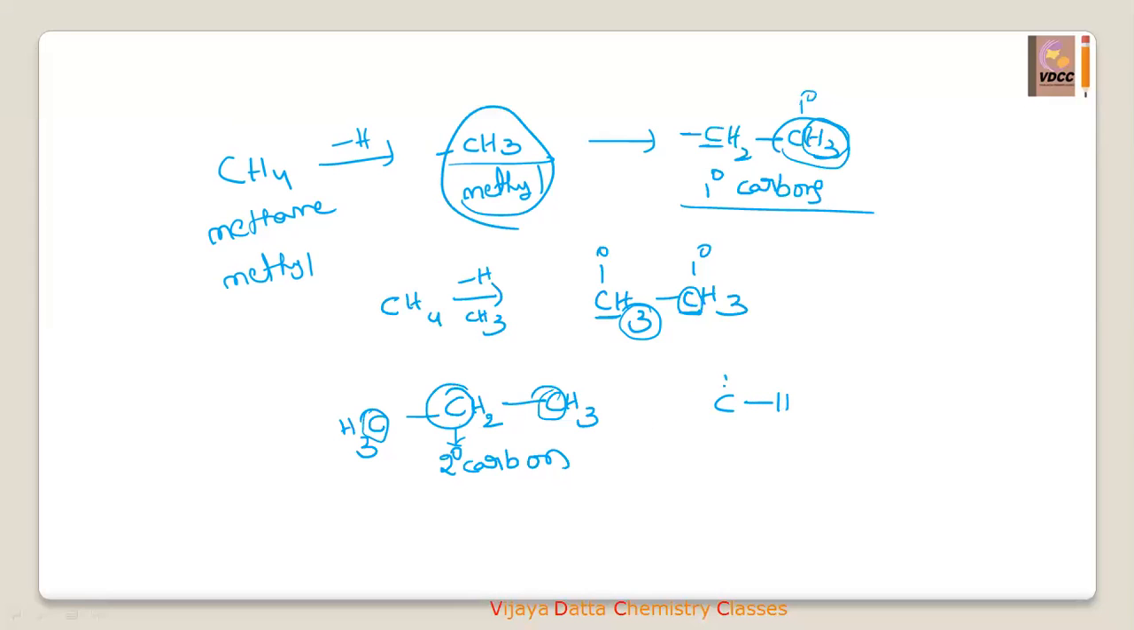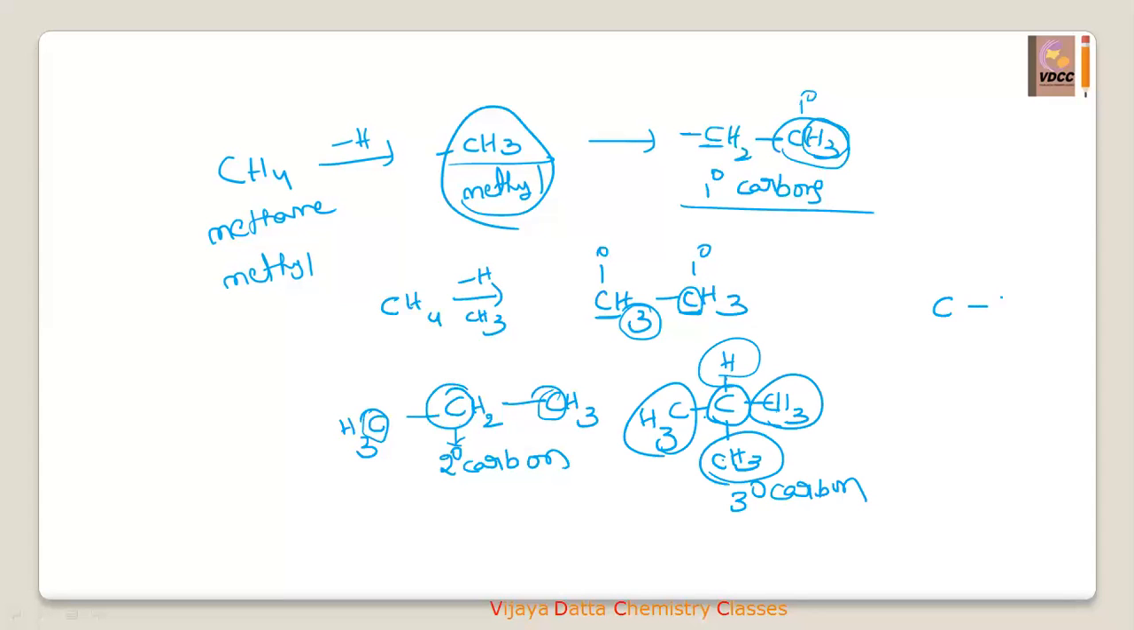Then CH3, and here also CH3 and CH3. This carbon is attached with three other carbons, then this is called tertiary carbon. Itself it is primary. Here one more hydrogen is also available, right? Then this is called CH3, CH3, CH3 and CH3. So one carbon is attached to four other carbons, so it is called quaternary carbon.